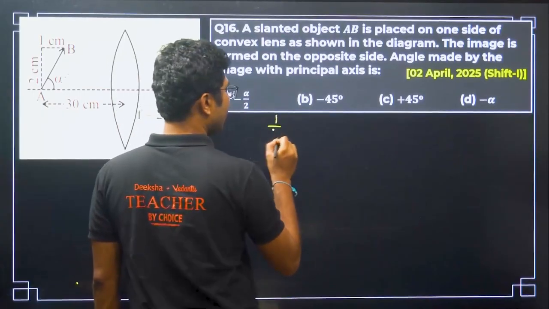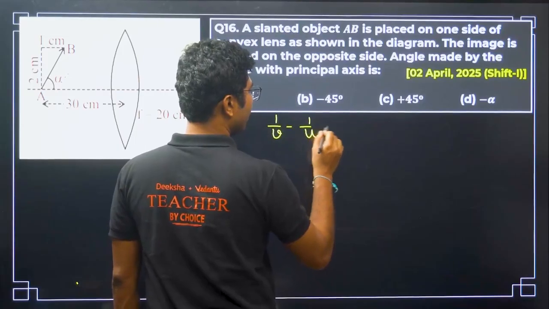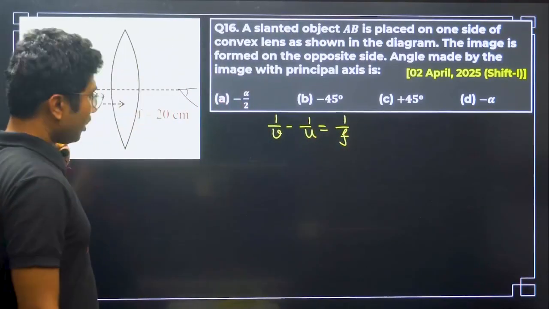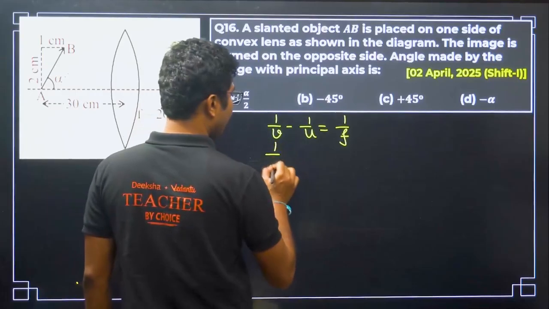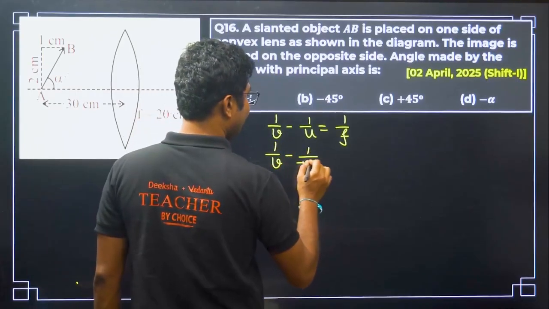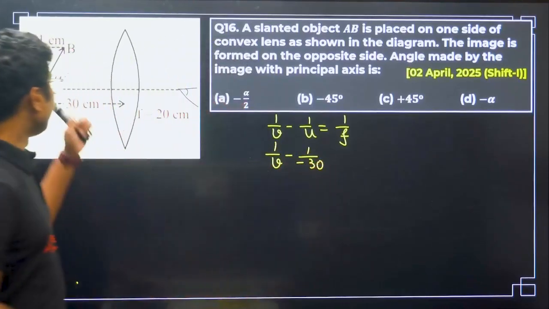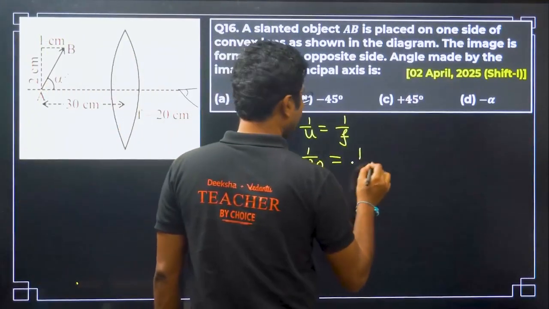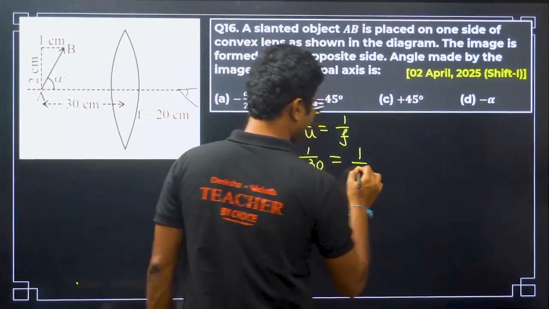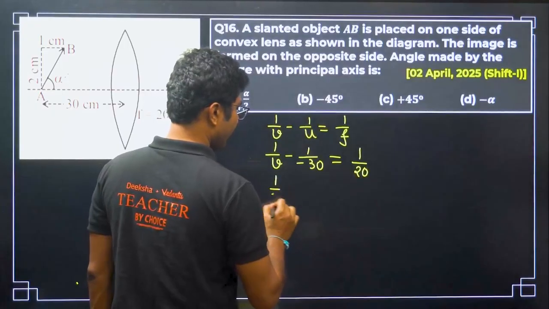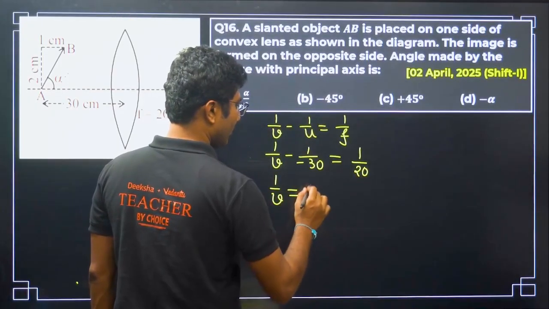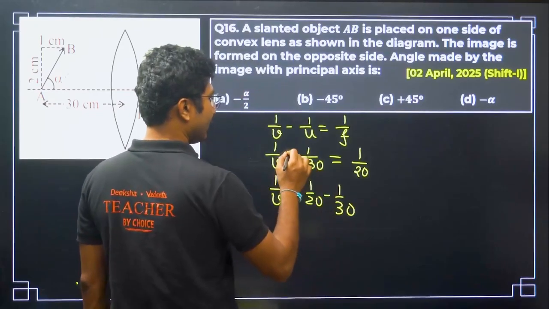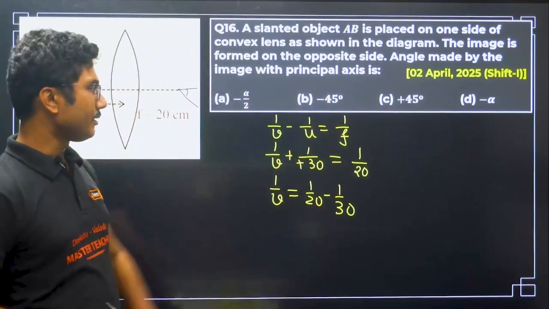1 by V minus 1 by U equals 1 by F. For a convex lens, the focal length is positive, V we do not know. So, 1 by V minus 1 by minus 30. U is 30 centimeter, U is always negative, equals 1 by focal length, which is 20. So, it will be 1 by V equals 1 by 20 minus 1 by 30. This negative cancels, it goes to the other side and becomes minus.